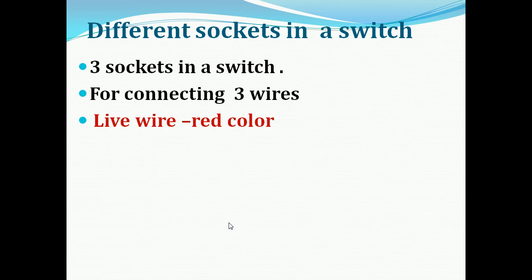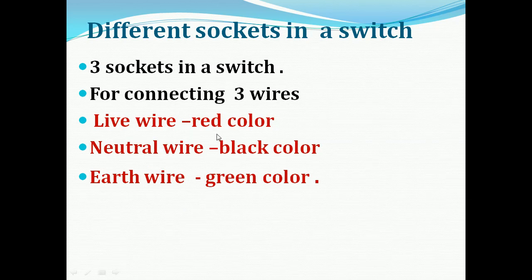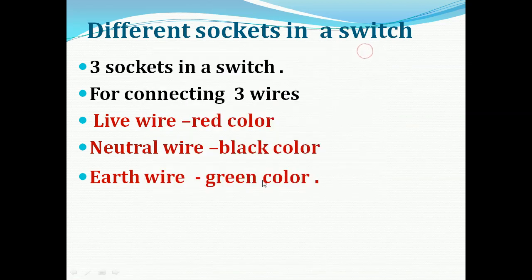They are live wire, neutral wire, earth wire. Live wire is insulated with red color. Neutral wire is insulated with black color. And earth wire is insulated with green color. Understood, children? So there are 3 types of wire which are connected in the 3 sockets in a switch.